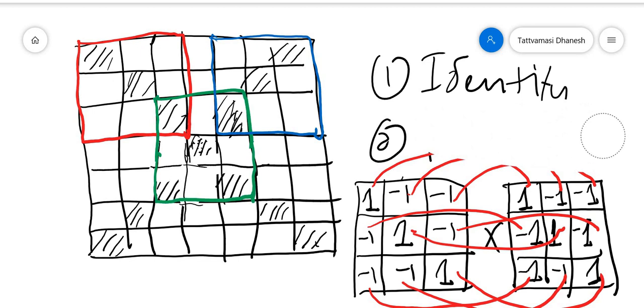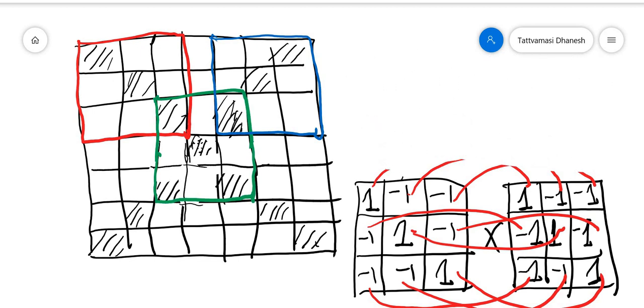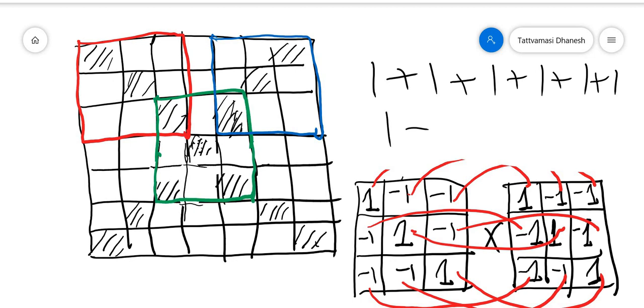So now I am multiplying it. When you multiply it, what will you get? 1 into 1, it would be 1. This 1 into 1, 1. You will get it as 1. Then next, -1 into -1, 1. Then -1 into -1, again 1. Again -1 into -1, 1. 1 into 1, again 1. -1 into -1, 1. Then -1 into -1, 1.